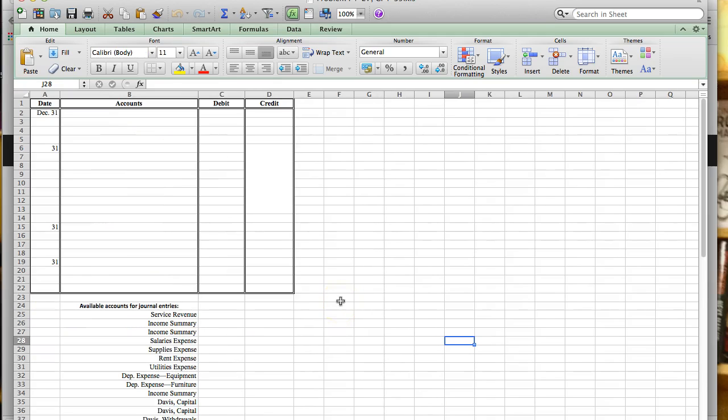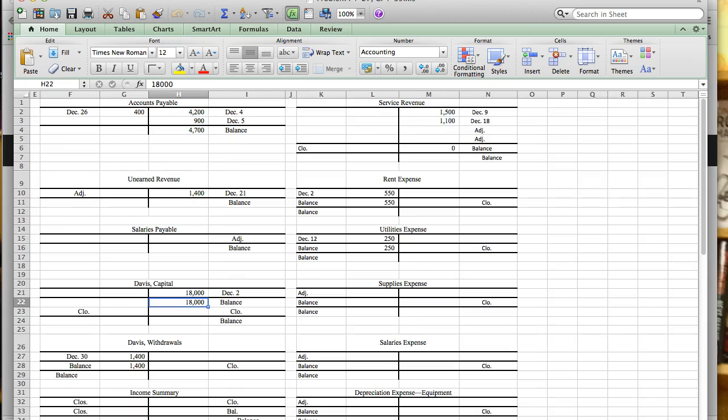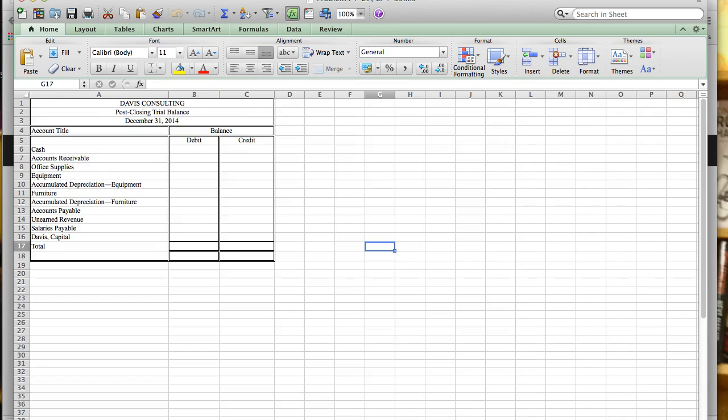Then we're going to do the closing entries again. Same thing, you're going to close the revenue first to the income summary. You're going to close the expenses to the income summary. You're going to close out the net profit or loss in income summary to the capital account, and you're going to close out the withdrawals to the capital account. Then you're going to do your T accounts again because we have updated it with those closing entries. And then you're going to have a post-closing trial balance.